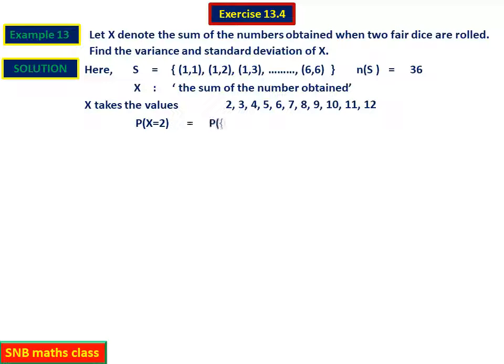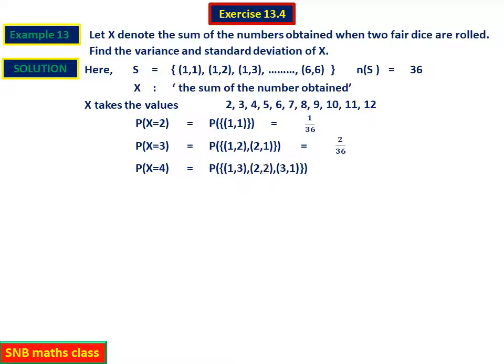Probability of x equal to 2 corresponds to the probability of the event 1 1. So this will be equal to 1 by 36, because there is only one event 1 1 and the total number of events is 36. Similarly, when you take probability x equal to 3, the pairs which are possible are 1 2 and 2 1. So there are two outcomes. Therefore the probability will be 2 by 36. Like this, first you have to calculate the probability of all the values 2 to 12. So probability x equal to 4: the pairs are 1 3, 2 2, 3 1. So it is 3 by 36.